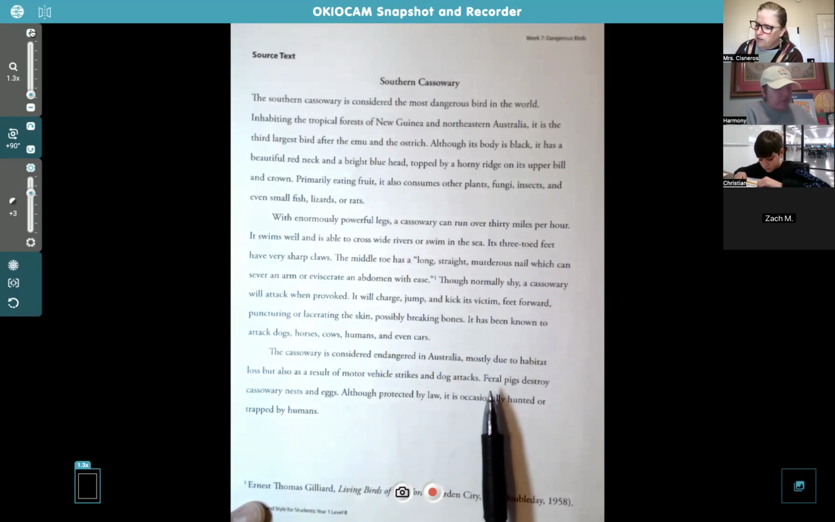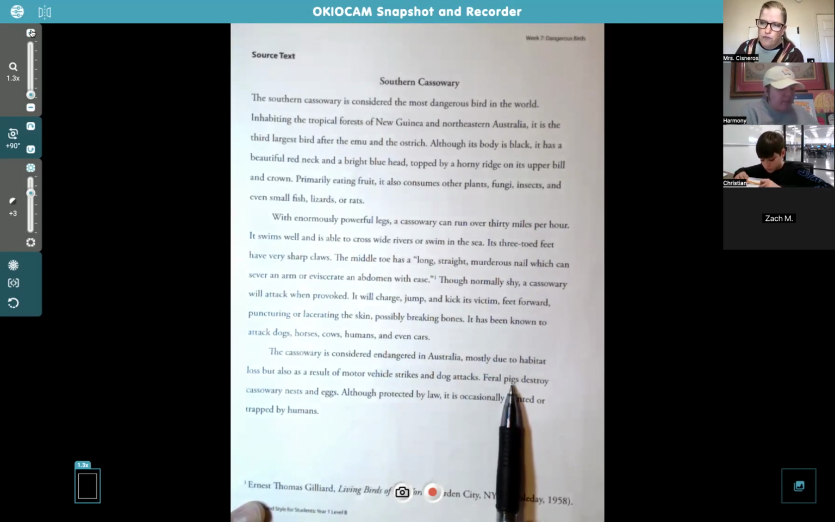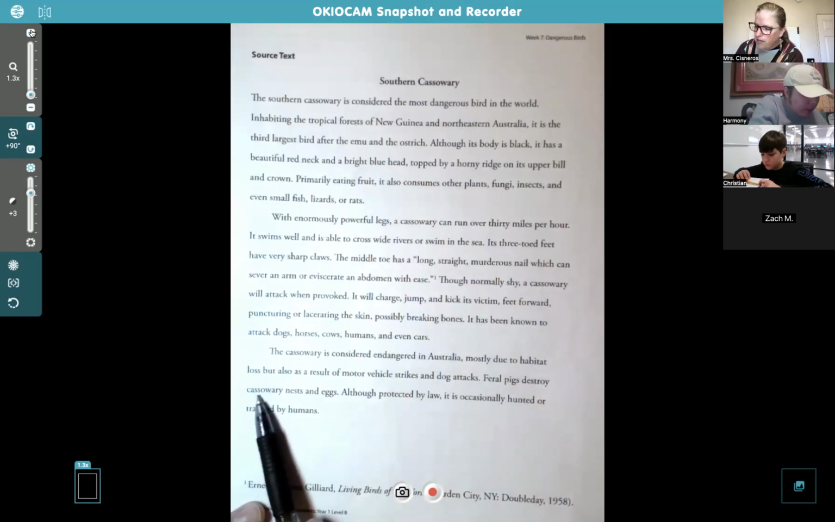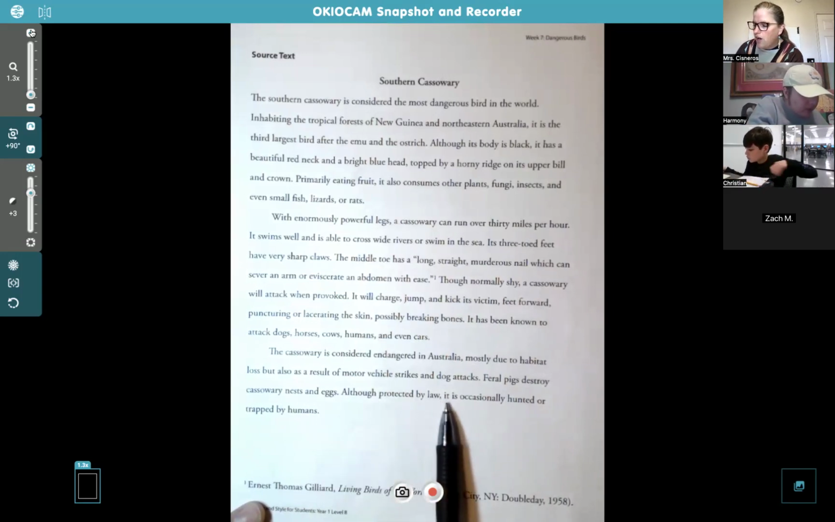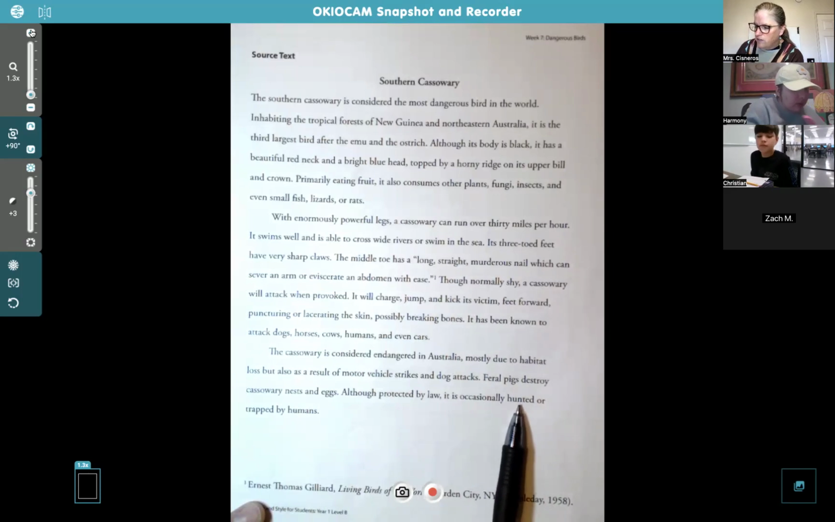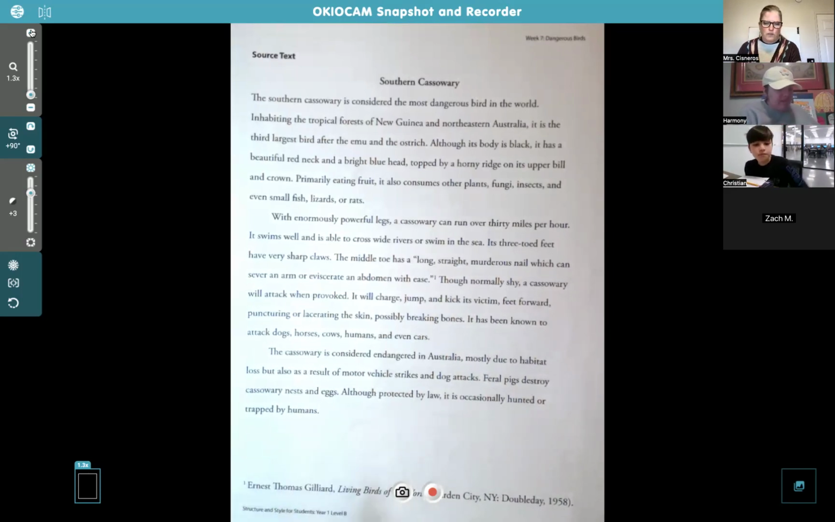And then it talks about feral pigs. Feral pigs are wild pigs, different than farm pigs. They destroy cassowary nests and eggs. Although protected by law, it is occasionally hunted or trapped by humans.